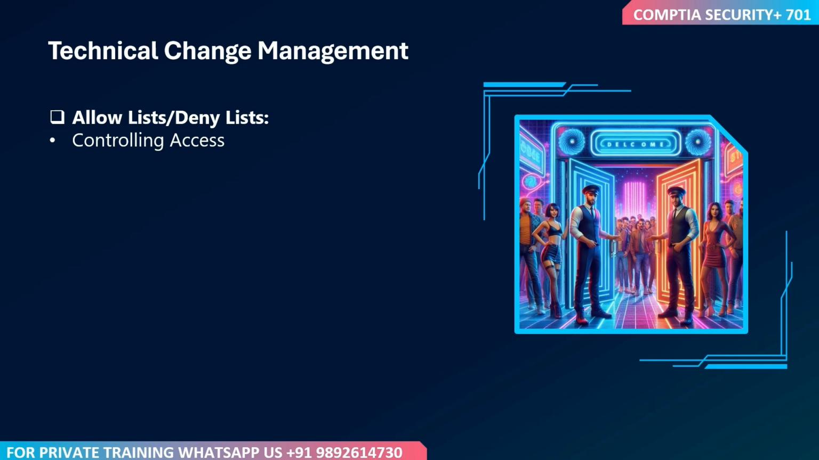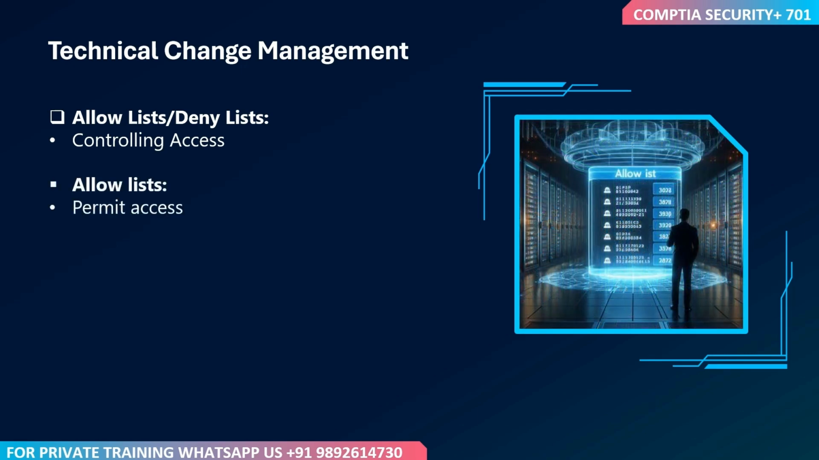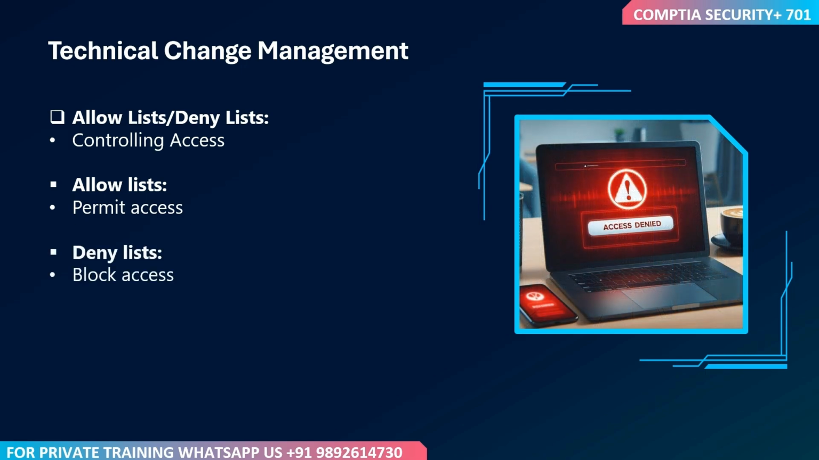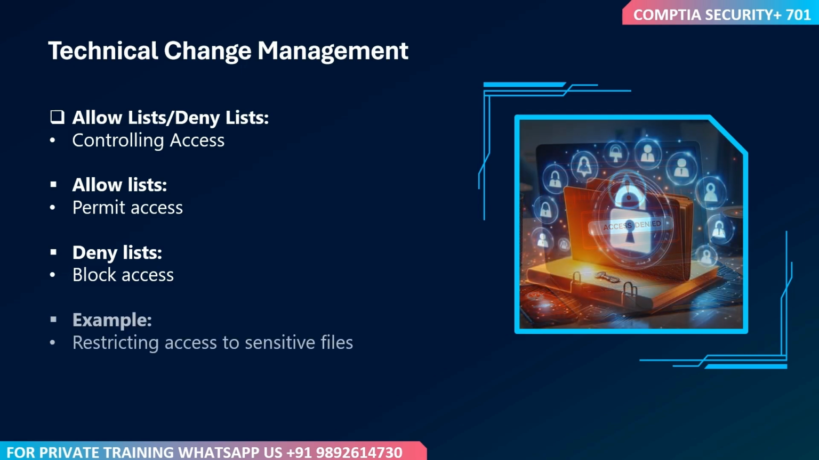Allow list and deny list are like the bouncers at the nightclub, deciding who gets in and who doesn't. In technical terms, they control the access to certain resources or functionalities. For instance, in a network, an allow list might specify which IP addresses are permitted to access a server, while a deny list could block certain websites from being accessed by employees on company devices.